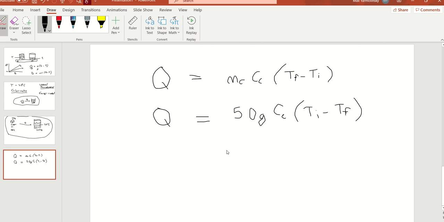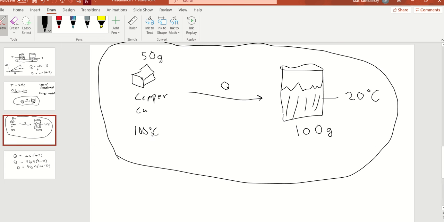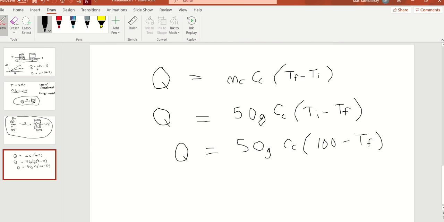But we know that this T initial is going to be 100 degrees Celsius. So let's put that there. So this is the amount of heat that comes out of the copper. Remember, we're going to drop this into the water. We don't know what temperature it will end up with, but we do know that the same amount of heat acts to raise the temperature of the water.